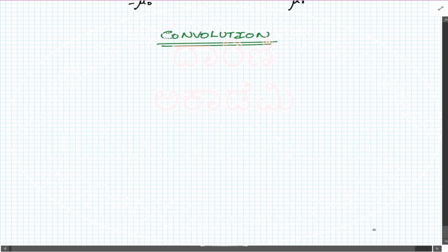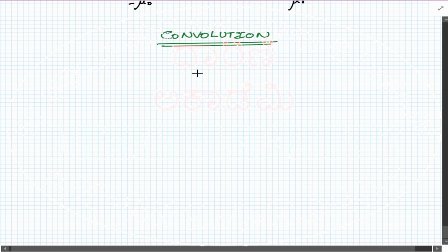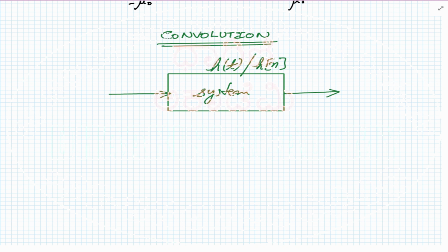Convolution. Let's assume that there is a system. Let's denote the system by a block, right? This is a system. Normally the system's response is denoted by h. This can be continuous or discrete, so I can write h of t or h of n depending upon whether it is continuous or discrete. t is the continuous variable.